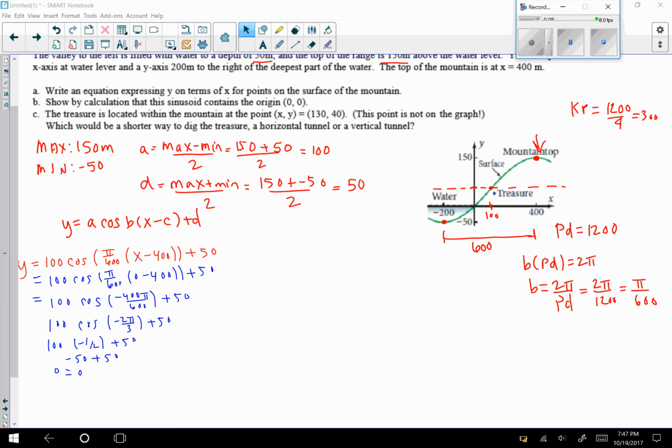And this last part's a little bit harder because now we want to figure out, it says the treasure is located within the mountain at 130 and 40. This point's not in the graph, as you can see. So it says which would be the shorter way to dig for the treasure, a horizontal tunnel or a vertical tunnel. So I'm going to go ahead and use my calculator in order to help me solve this.